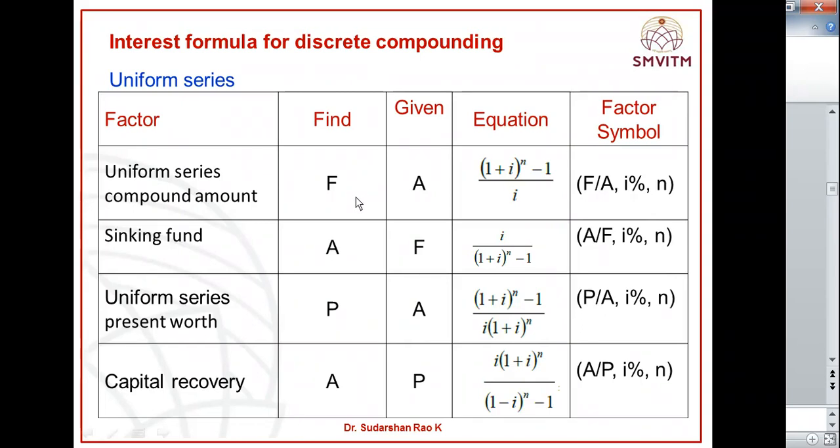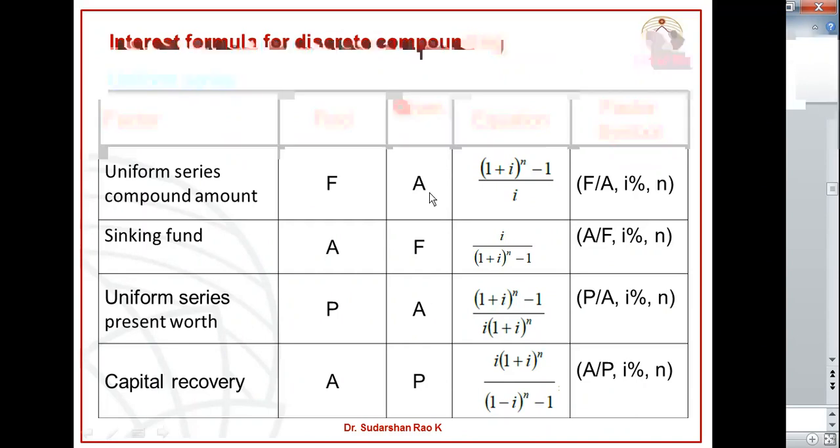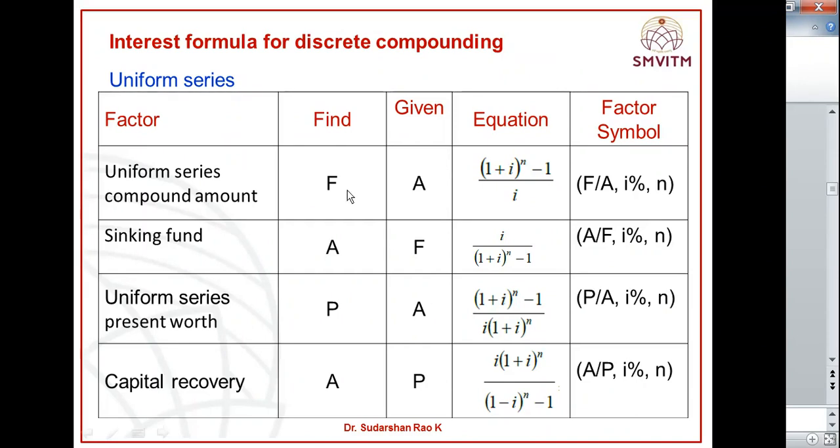The first one is the uniform series compound amount, where we find F, the future value, for a given A. A is the annual amount deposited or withdrawn, the cost or the benefit. Annually the same amount, uniform throughout the interest period, is deposited or withdrawn. Therefore, to find F for the given A, the equation is F equals A into (1 plus i)^n minus 1, divided by i. The factor symbol in the discrete interest factor table is F/A, i percent, n.